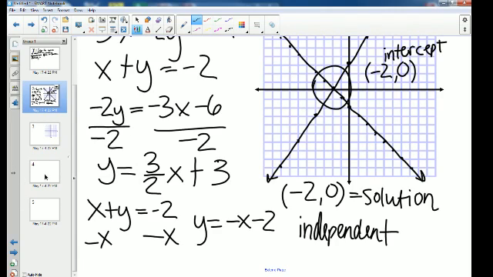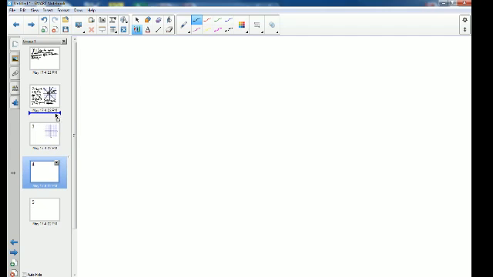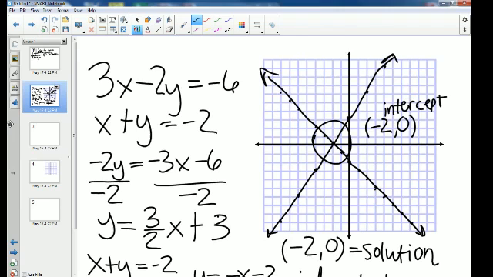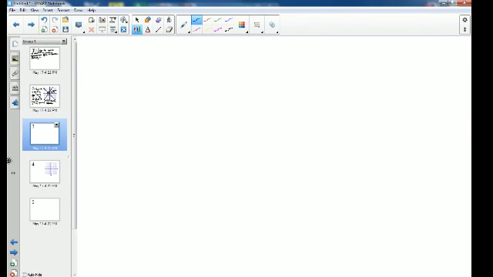When I talked about it being independent, systems are not always independent; they can also be dependent and inconsistent. Dependent systems have the same slope.